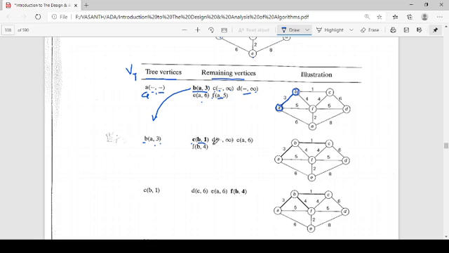Clear? So next, consider the next remaining vertex D. Identify from A to D. From A to D, do you have any direct edge? No. What about from B to D? From B to D also you don't have. So in the bracket for D, what will we write? Dash comma infinity, because there is no edge either from A or B directly connecting to vertex D. Clear?